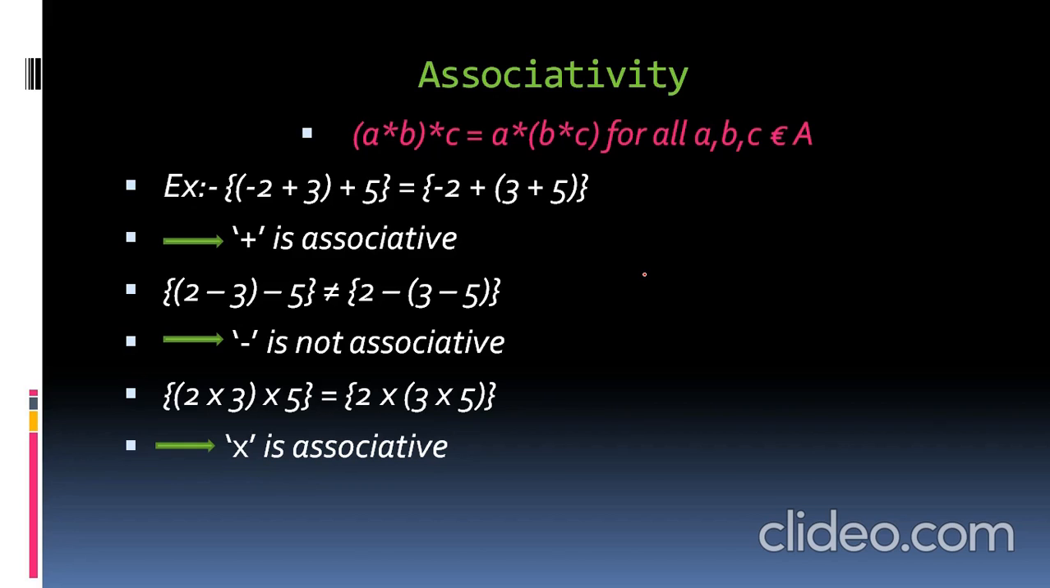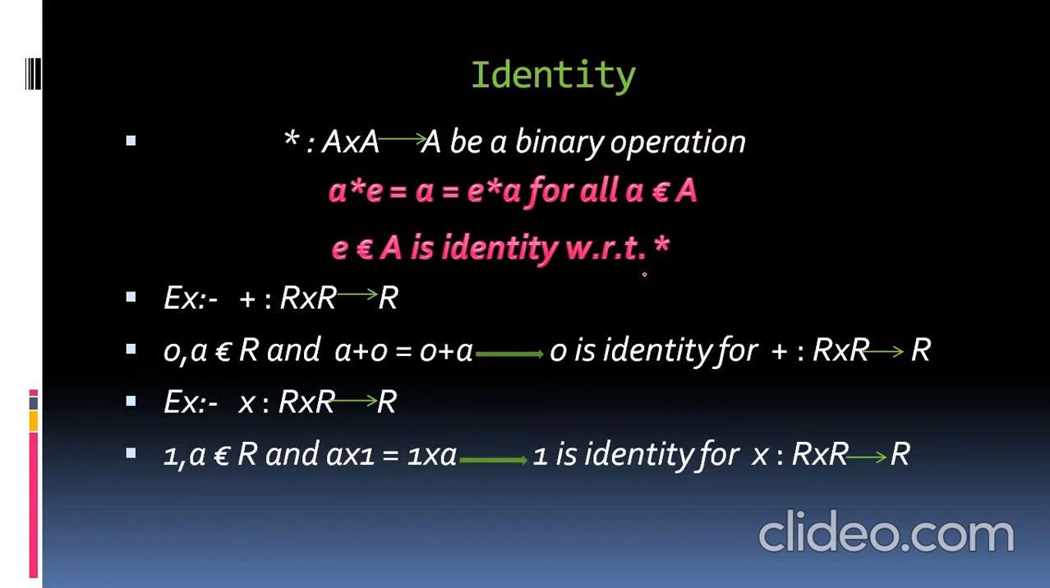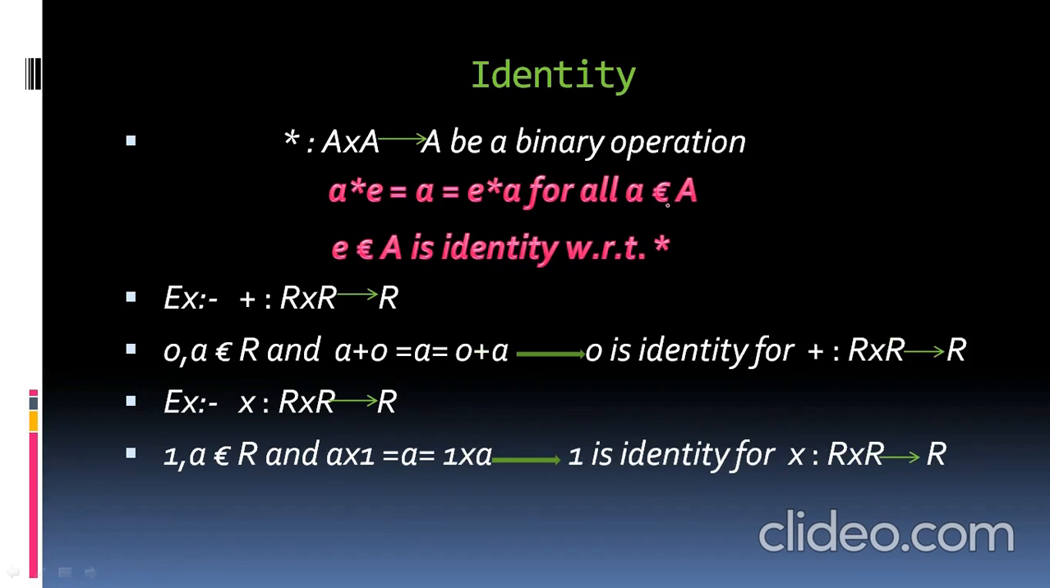So this is all about properties of binary operations. Now consider identity. What is identity of a binary operation? How do we define an identity? Let us consider a binary operation from set A cross A to A. Now how do we define identity? Identity is an element E which belongs to set A, where A star E is equal to A is equal to E star A for all A in set A.